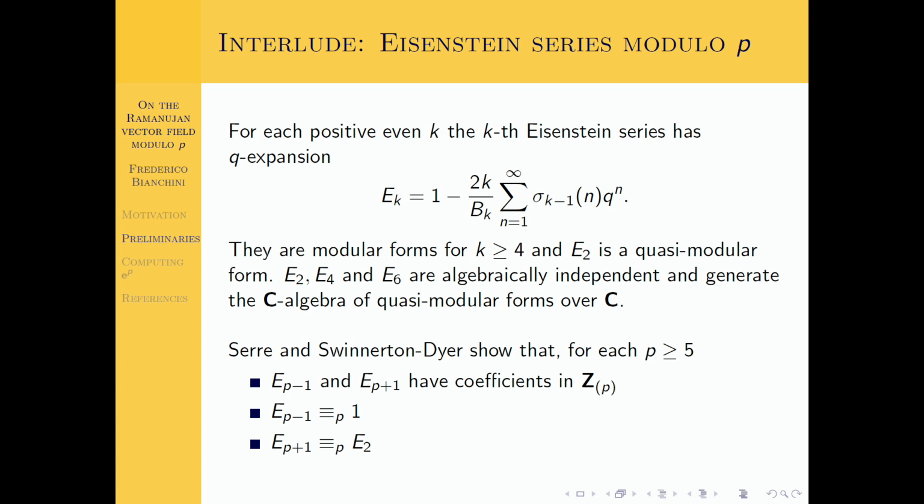But Serre and Swinnerton-Dyer show, this is from the 70s, that for each prime greater or equal to 5, this series has coefficients in Z_(p), where Z_(p) here is the localization of Z at the prime ideal p. So we are taking rational numbers and excluding any p in the denominator. And they showed that modulo p, E_{p-1} is congruent to 1, and E_{p+1} is congruent to E2.